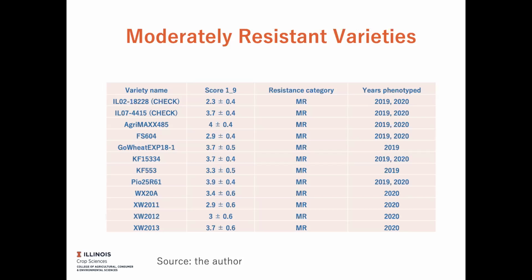Then I have the resistance category listed, pretty straightforward. It's either moderately resistant, moderately resistant slash moderately susceptible, moderately susceptible slash susceptible, or susceptible. So those are the categories. And then I have a column here to show you how many years of data was included in this scoring. Obviously more years of data is going to give you a more robust result versus just 1 year of data.